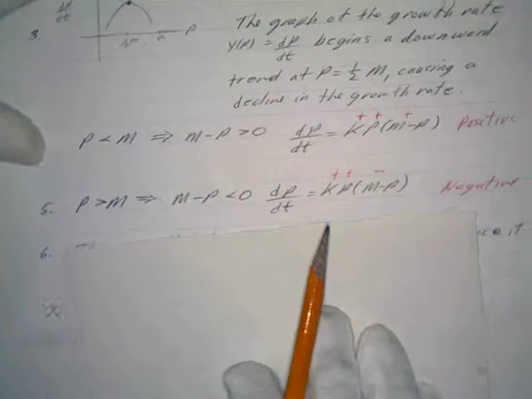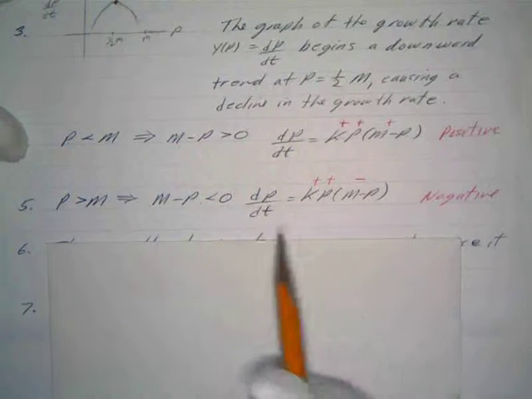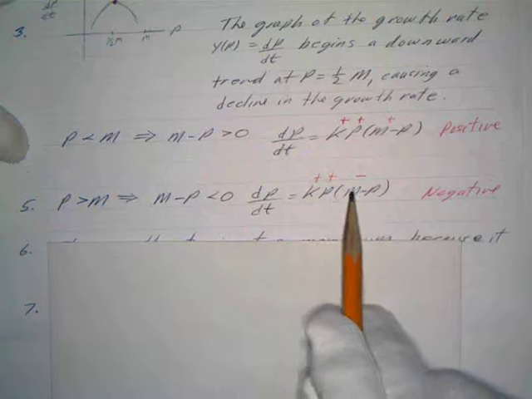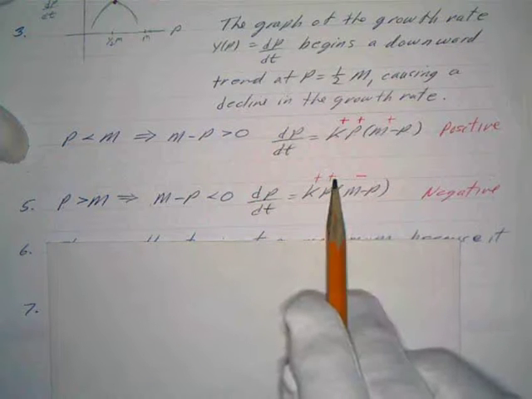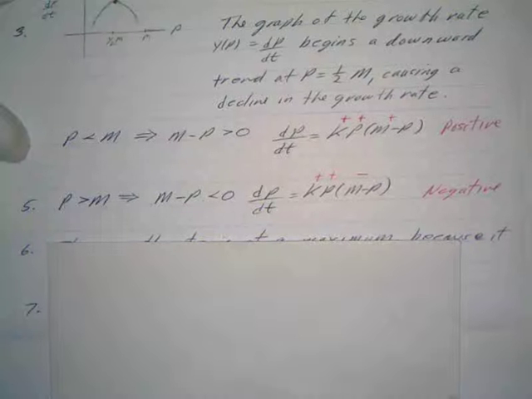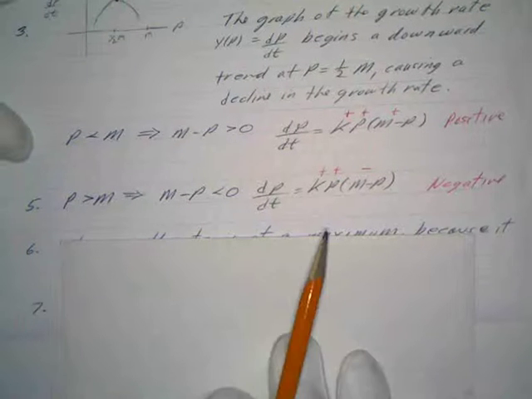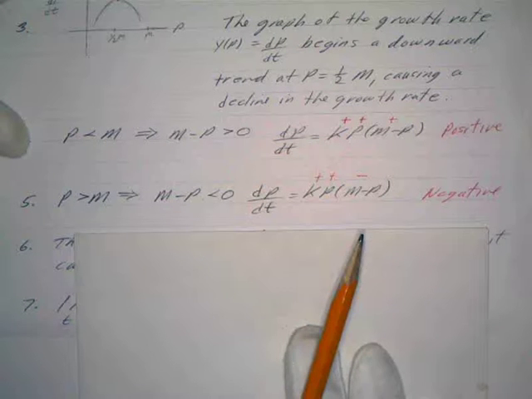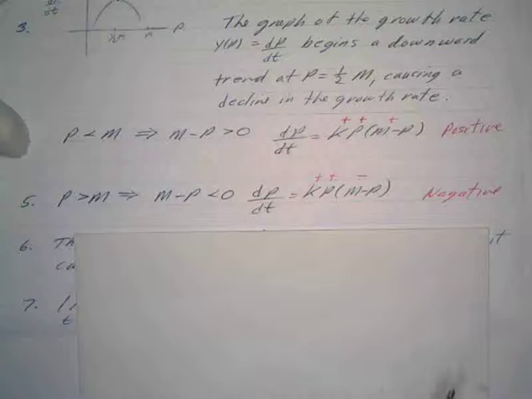Again, we have dP/dt, and that's k, which is positive, times p, which is positive. But in this case, m minus p is negative. So positive times a negative is a negative. There my growth rate would be negative. And then number 6, and think about these questions. Go back and work through these again, because this is pretty good.